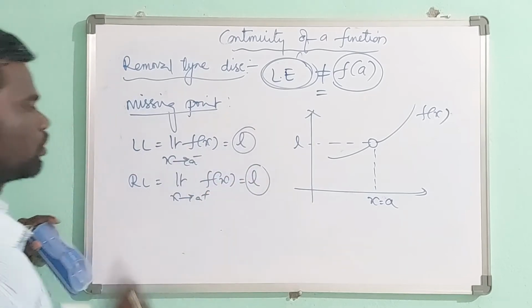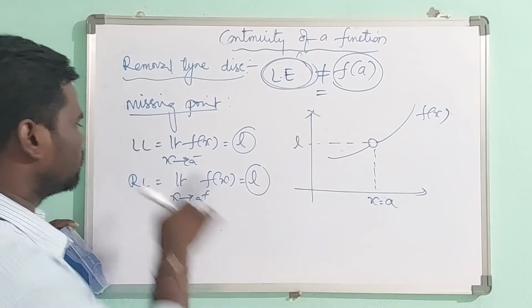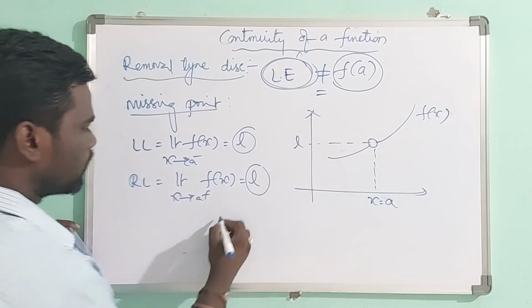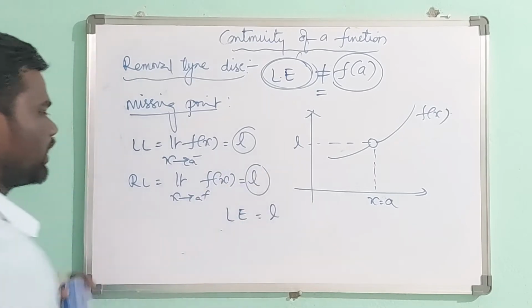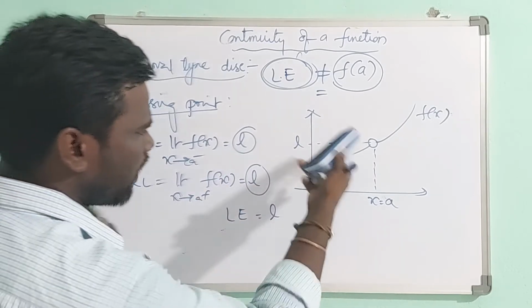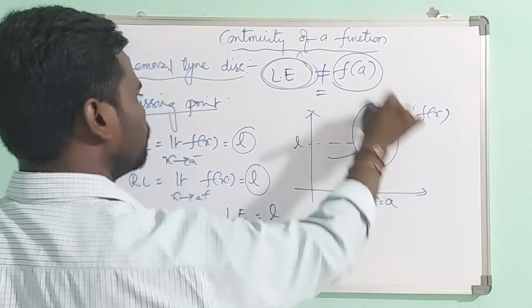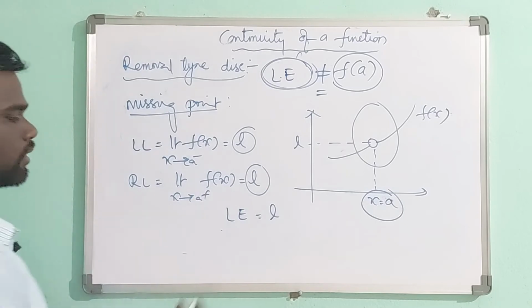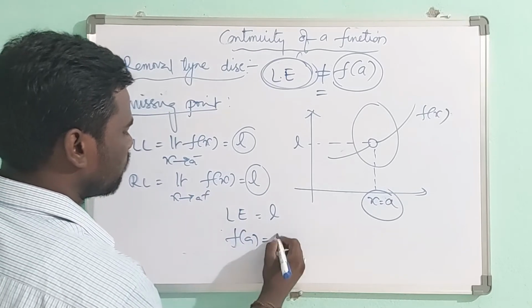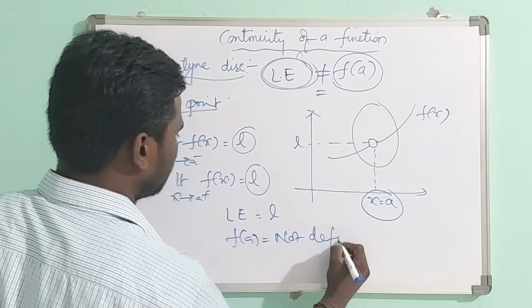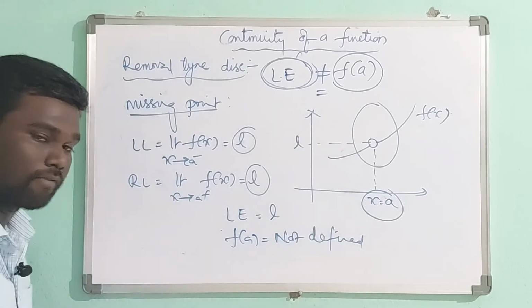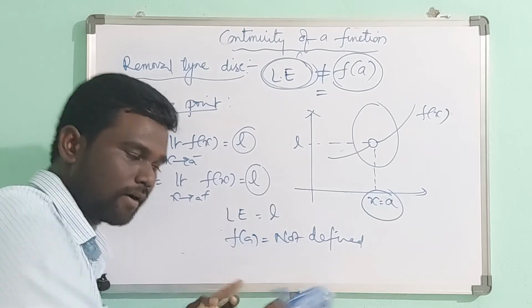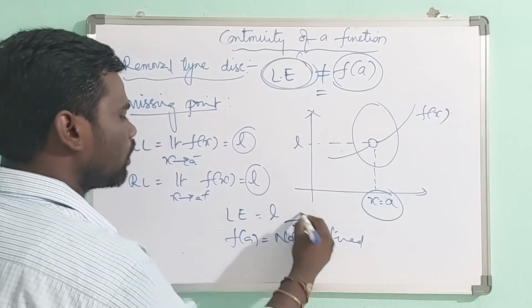So in this case also, limit exists. Why? Because left limit is equal to right limit, both are equal to the finite quantity, that is equal to L. So here limit exists and the existing limit is equal to L. Now, what is the value of the function? So here there is no value for the function at x equal to a. So the value is missing. So f of a is not defined. The value of the function is not defined. So the limit exists, but the value of the function is not defined. So in this case both are not equal.